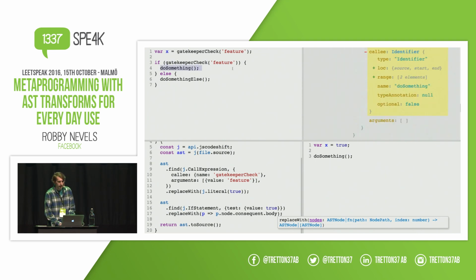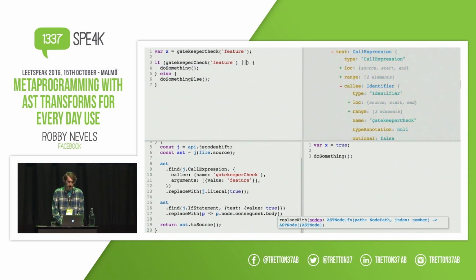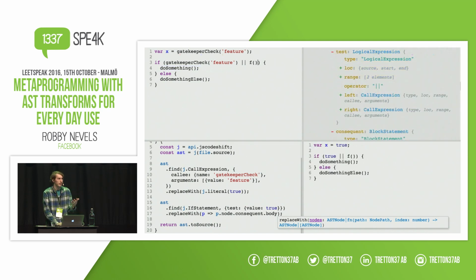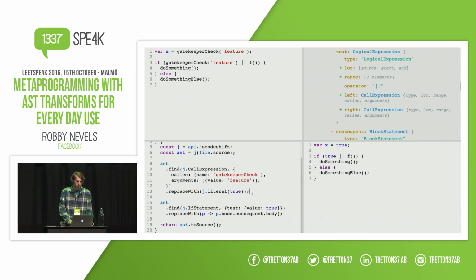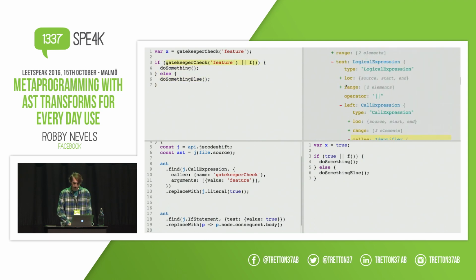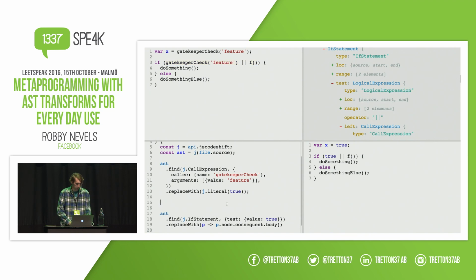Now, realistically, I could have some other expression here, like I showed in the slides. I could have something like or F. In this case, you and I can look at this code and know for certain that there's no way do something else is ever going to execute. So I really need to reduce Boolean expressions. So let's do that. What is this? A logical expression. So I'm going to find the logical expression.